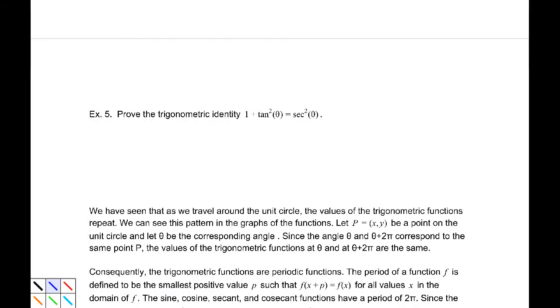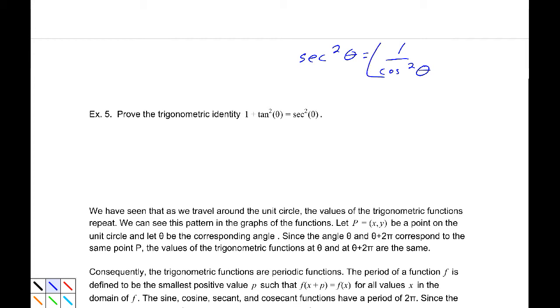Example 5. Prove the trigonometric identity 1 plus tan squared of theta equals secant squared of theta. Well, because of the way that this is written, and because of one of our particular identities, I have an idea of what I need to do. But one of my identities that I want to note is that secant squared theta is 1 over cosine squared theta. Now, I mentioned the way that it's written.